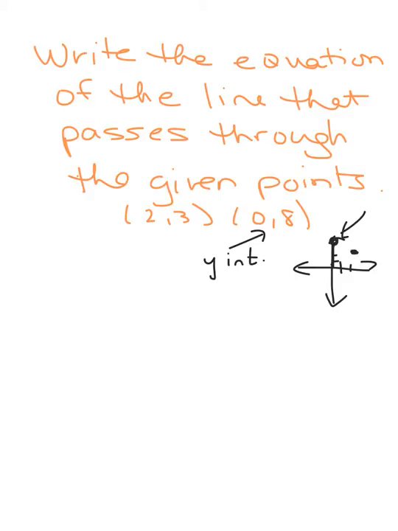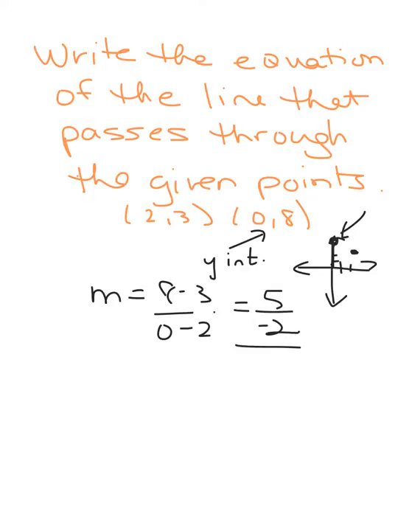So because of that, if I can just find the slope, then I can go right to slope-intercept form. So if my slope is equal to 8 minus 3 over 0 minus 2, so then my slope is 5 over -2. So my slope is -5 over 2, and then my y-intercept is 8. So my equation of my line in slope-intercept form is y = -5/2 x plus 8.